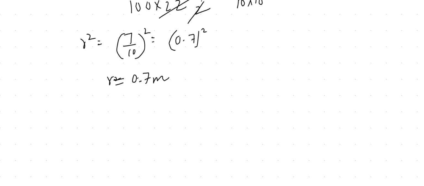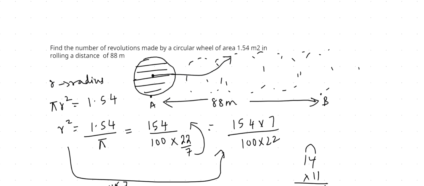R, not r square, r. R square is 0.7 square. So relating to this, you get r is 0.7 meters. Okay. Or 70 centimeters. Nothing has been mentioned, so you can leave it as 0.7 meters. Now the important part is this. How many revolutions are made?